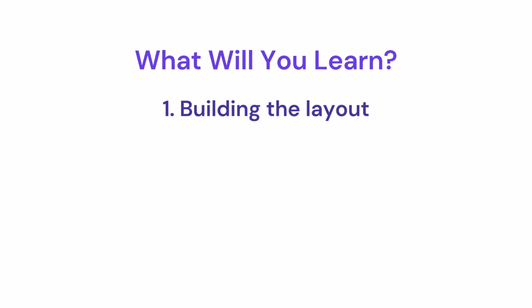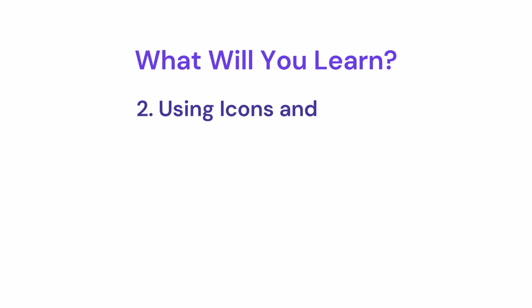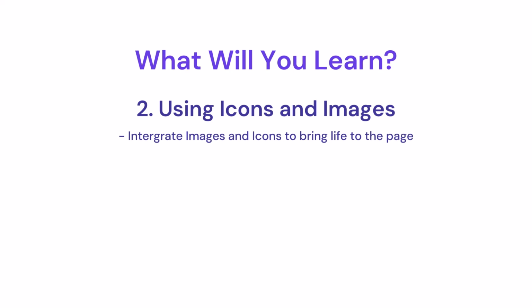We'll cover a lot in this tutorial, but here are some of the highlights. Building the layout. I'll guide you through creating each section's HTML structure, from the nav bar and main profile area to individual sections like projects, services, experience, and contact. Using icons and images. We'll integrate images and icons to bring life to the page, using the Remix icon library for that polished, modern look. You'll learn how to link to an external icon library, choose the right icons, and add images seamlessly into your layout.